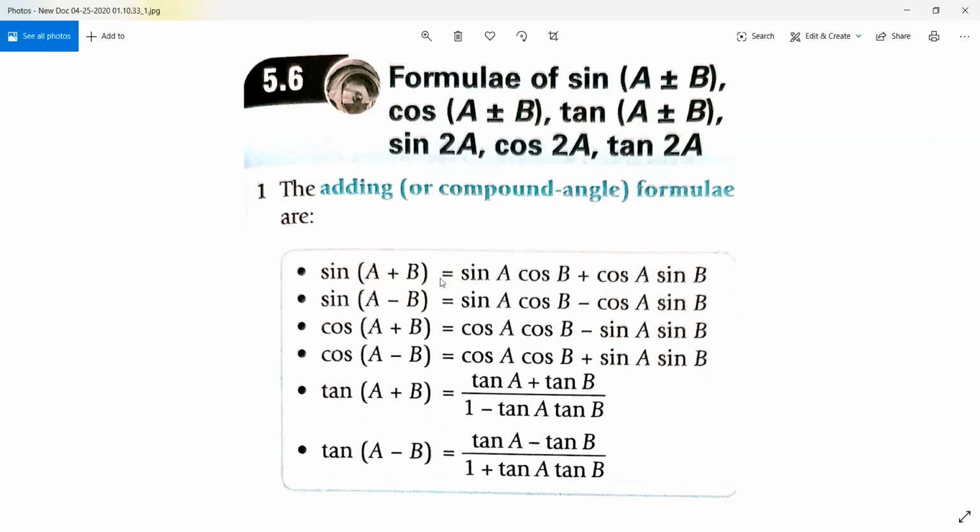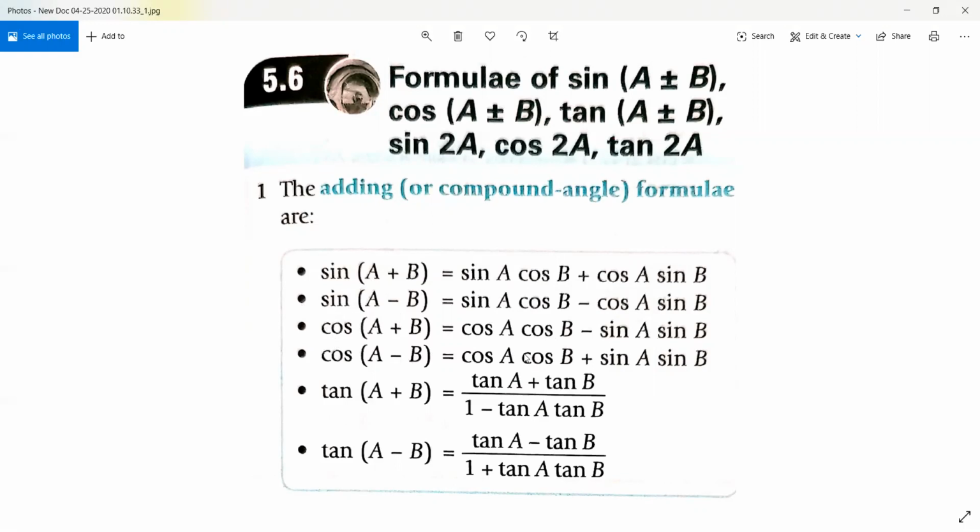So sine A plus B is sine A cos B plus cos A sine B. Sine A minus B is also the same, the only difference is the middle sign, plus and minus. So I just think of sine as heterosexual and cosine as homosexual. Why is cosine homosexual? You see, cos and cos together, sine and sine together. But for sine, it is sine and cos together.